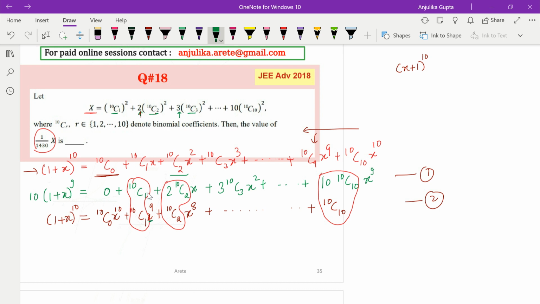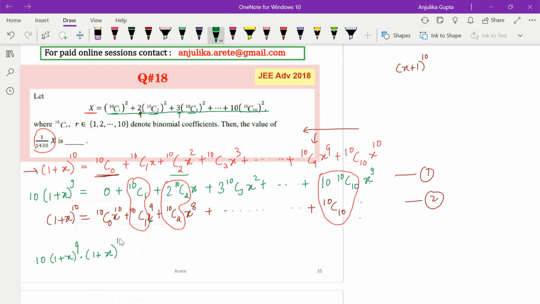Here you don't have an x, you have x power 9. So coefficient of x to the power 9. Here also you have coefficient of x to the power 9. So when you multiply them, the 1 and 2, then what we are talking about as x is nothing but the coefficient of x to the power 9. Got it? So let's multiply. Multiplying gets me 10 times (1 + x)^9 times (1 + x)^10.